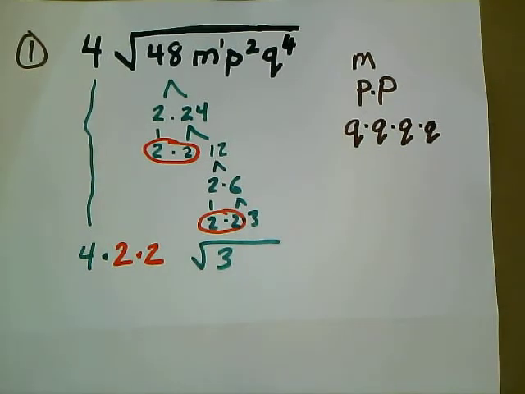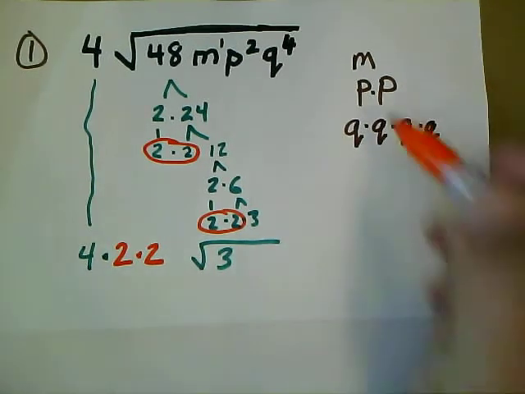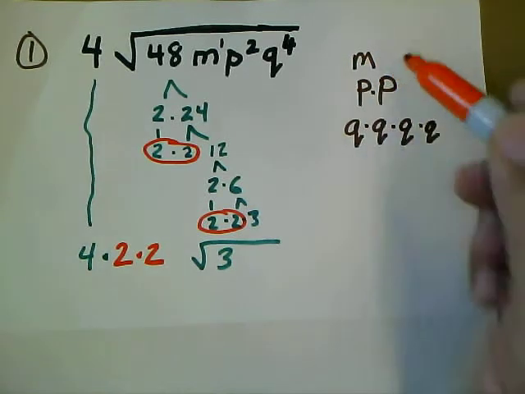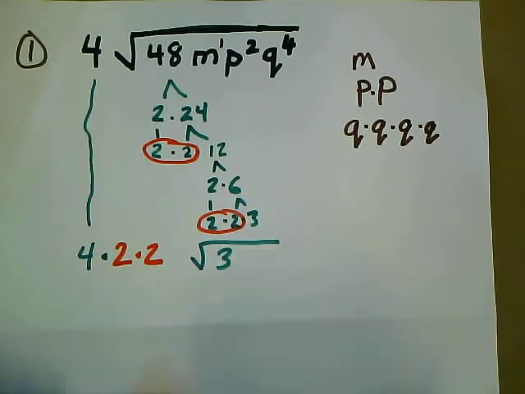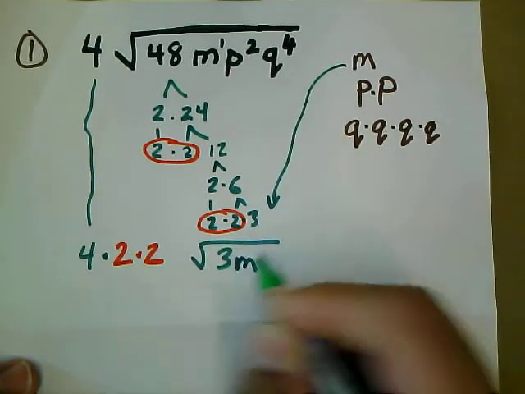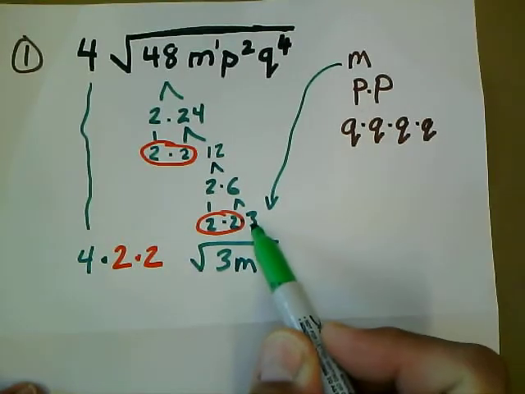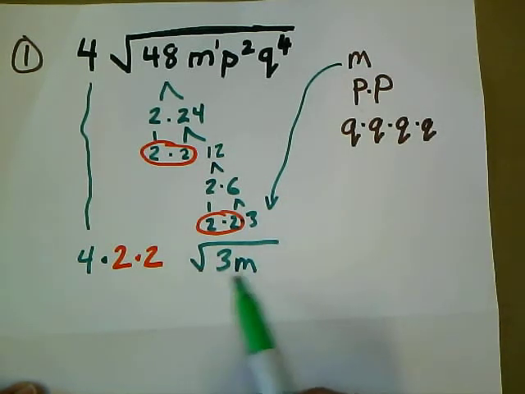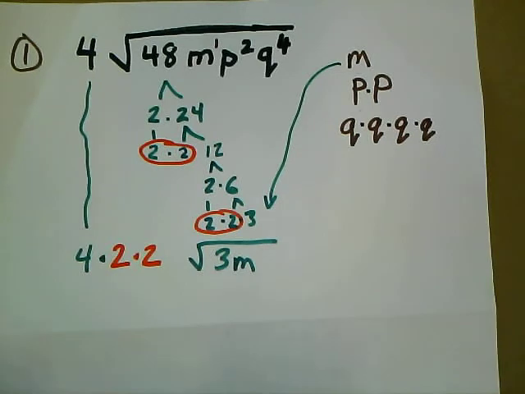Q to the 4th. What do we do? Same thing we did before. Is there a pair here for m? No, it doesn't have a partner. It can't come out. So that m is going to remain down here. And I'm just going to take that m and throw it right in there, because it doesn't have a pair. Just like the 3 doesn't have a pair, the m doesn't have a pair. They have to stay kind of inside the house here. If you don't have a partner, you can't go outside.